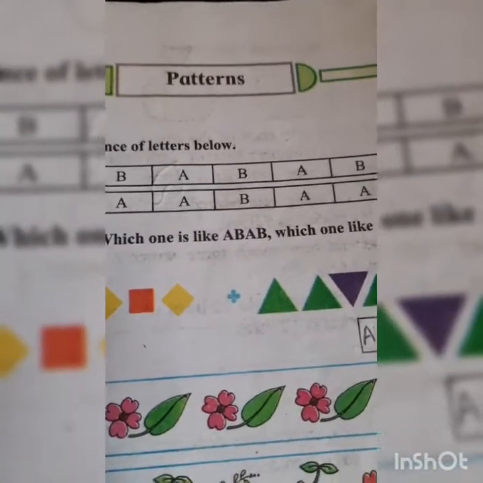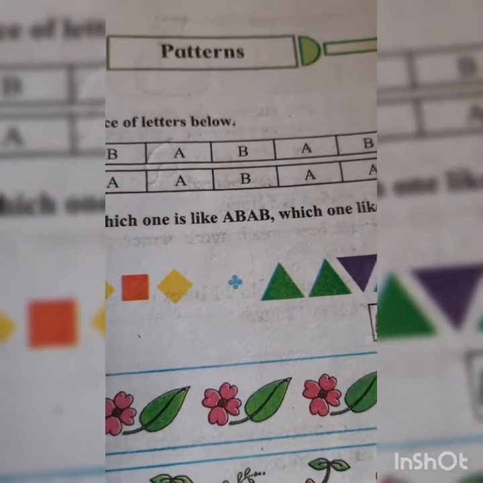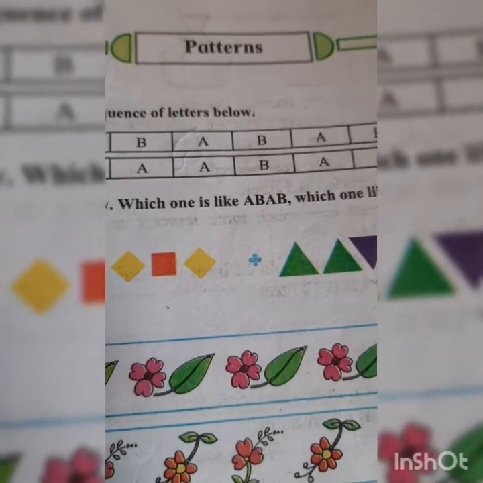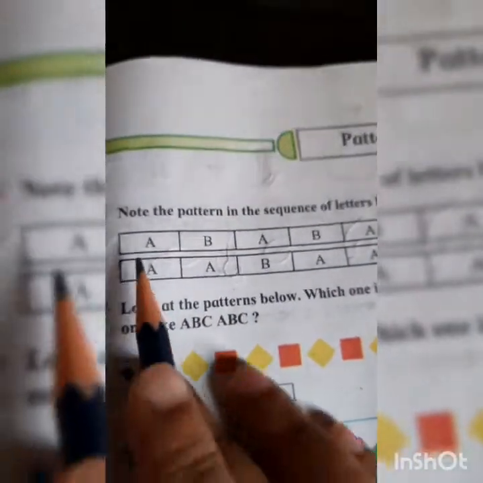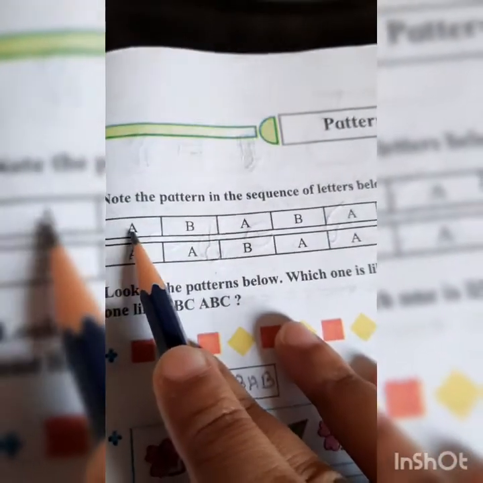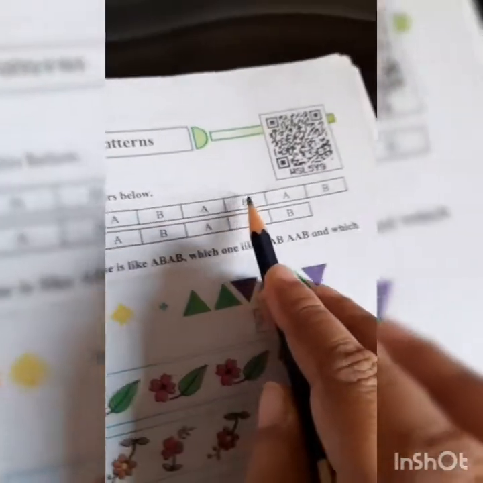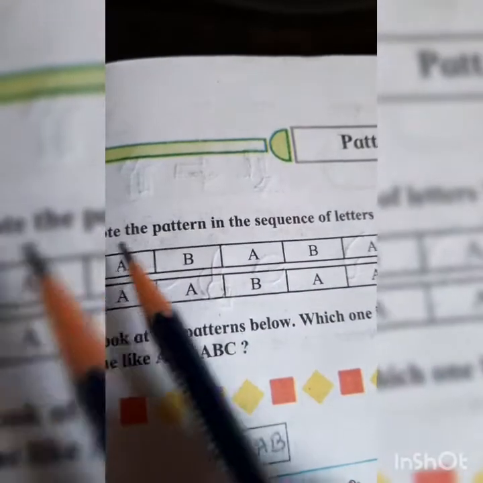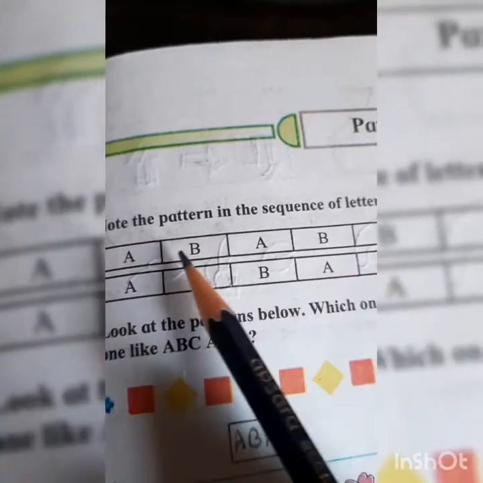Okay, what is a pattern? Patterns are created when figures, shapes, objects, etc. are arranged in a particular order or repeated over and over again. See here, for example. In this first row, we can see A, B, A, B, A, B, A, B. So this sequence is in the pattern A, B, A, B. A is repeating after B, and B after A.